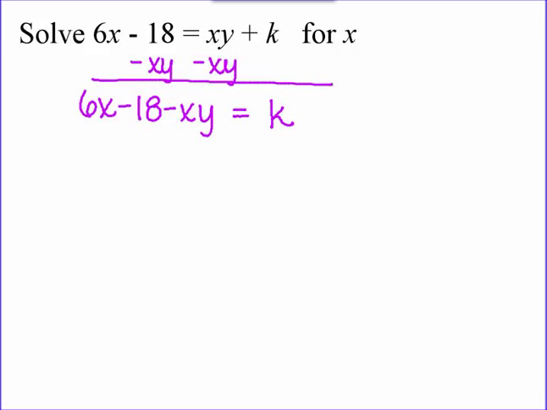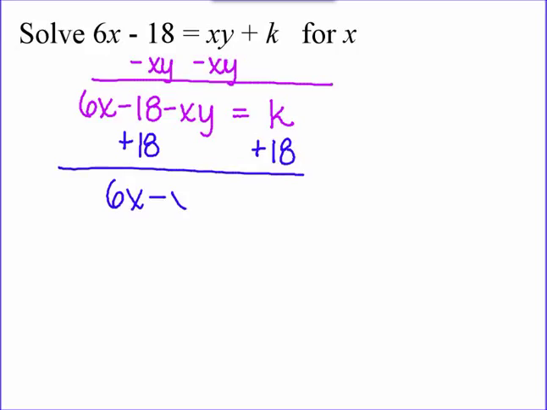Yeah, add 18, because I want to make sure that I have the x's on the left, everything else on the right. So I end up having 6x minus xy equals k plus 18. Now remember, this is the step where I'm like, well, how do I solve for x? I've got one in each. Reverse distribution. Yep, so that's where I'm going to go ahead and take the x out.